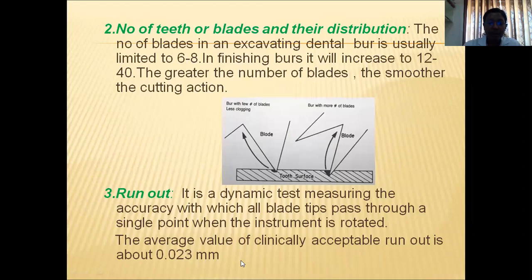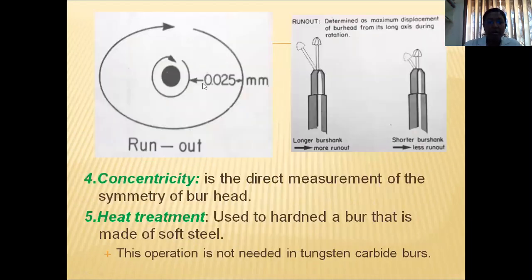Runout. It is a dynamic test used to measure the accuracy with which the instrument is being rotated. The average clinical value of the acceptable runout is 0.023 millimeter. Any burr is going to rotate around a center or a common axis of rotation. So the first circle indicates the 0.025 or 0.023 millimeter.